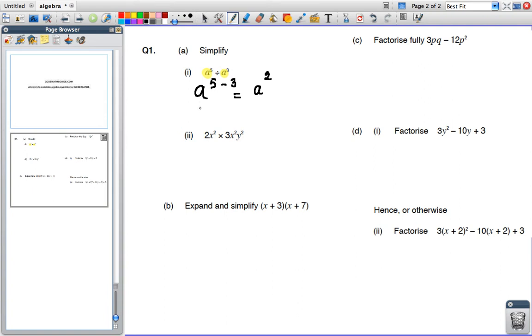If you had the multiplication, if my question was a to the power 5 times a to the power of 3, for instance, in that case you would add the powers. When it's a divide, you take away the powers. When it's a multiplication, you add the powers. So that would become a to the power of 8.